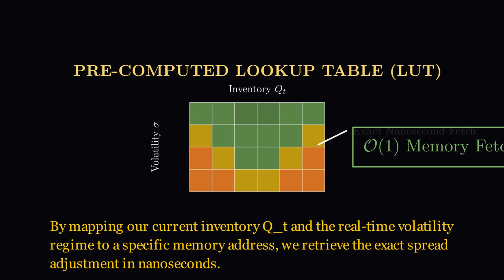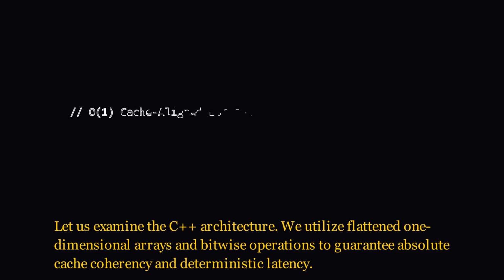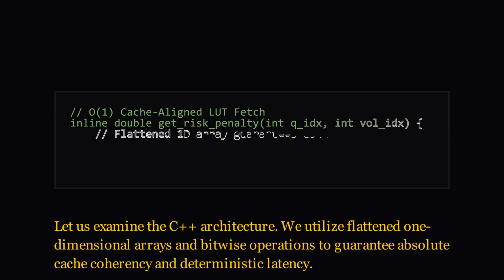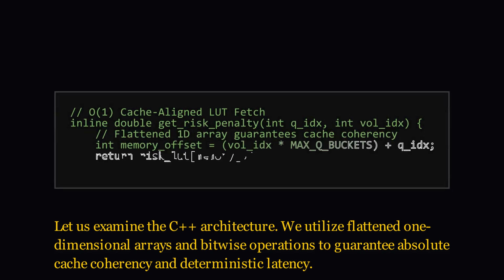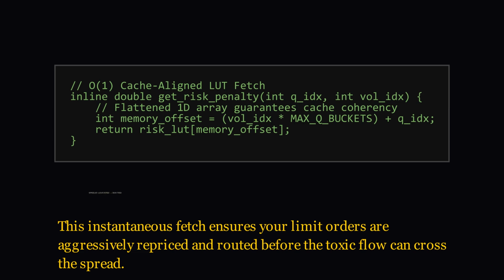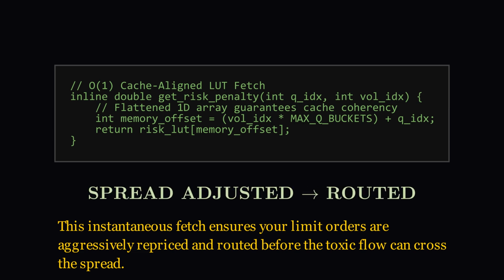By mapping our current inventory Q_T and the real-time volatility regime to a specific memory address, we retrieve the exact spread adjustment in nanoseconds. Let us examine the C++ architecture. We utilize flattened one-dimensional arrays and bitwise operations to guarantee absolute cache coherency and deterministic latency. This instantaneous fetch ensures your limit orders are aggressively repriced and routed before the toxic flow can cross the spread.